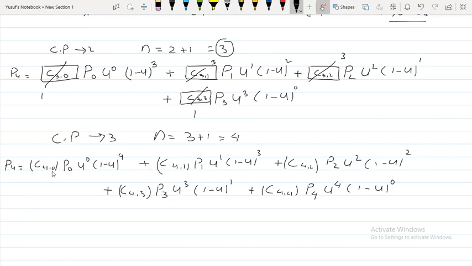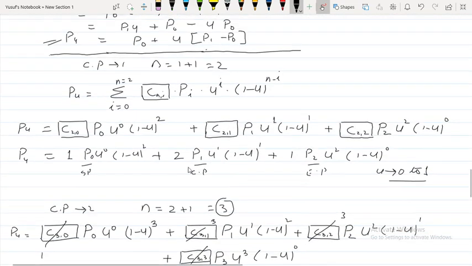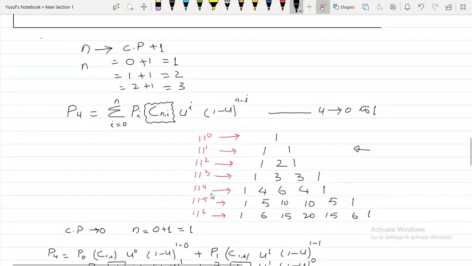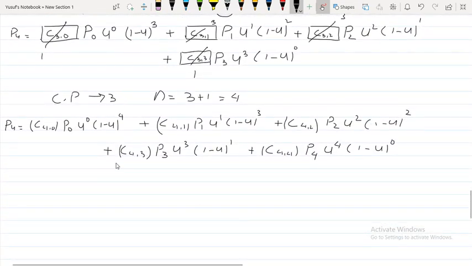5 constants are there for 4. So for 4 we can choose from the Pascal triangle, 11 raised to 4, which is 1, 4, 6, 4, 1. So here 1, then 4, 6, 4 and 1.